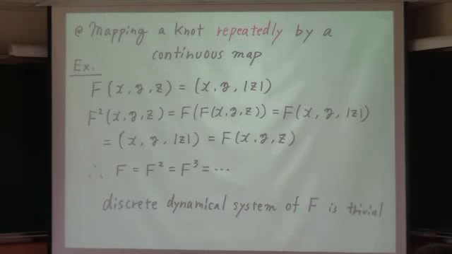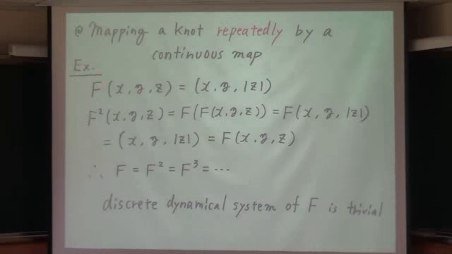Goes to another section. So from now on, we consider the following problem. Namely, we map a fixed knot repeatedly by a continuous map. Repeatedly means a continuous map from R3 to R3, and then we repeat this map.